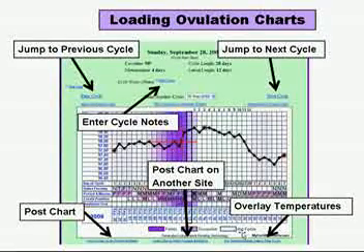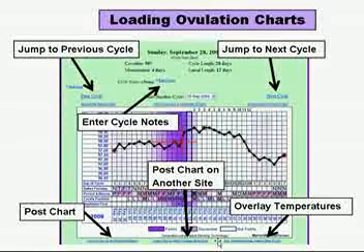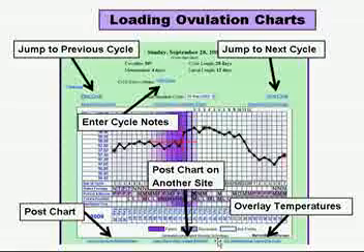Lastly, on the far right is a link that says Plot Temperature Data against other cycles. You can click on this button to take the existing chart that you're looking at and to use that temperature data to plot against other cycles. This is particularly useful when you're viewing other users' charts and you're interested in taking that other user's data and doing a temperature overlay against your own cycles.